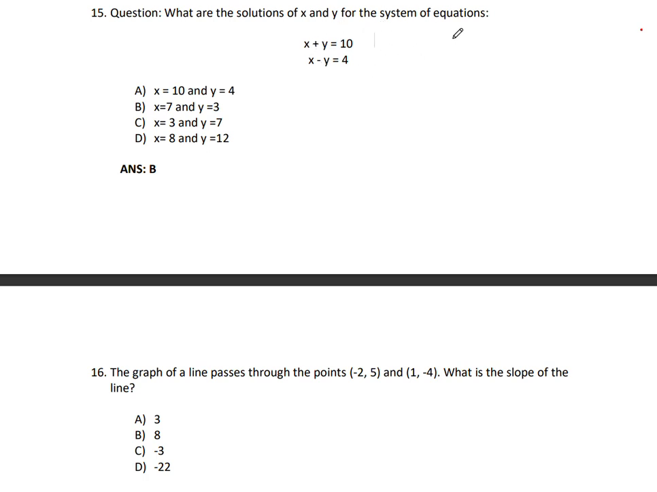The system of equations I'm going to write here are x plus y equals 10. So this is a system of simultaneous equations. We use that terminology, system of simultaneous equations, when we are solving more than one equation together. So x plus y equals 10, and x take away y equals 4.